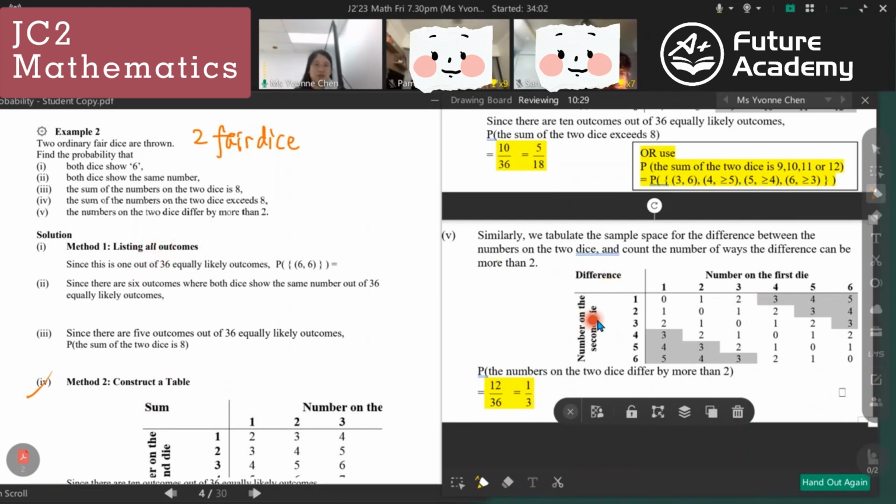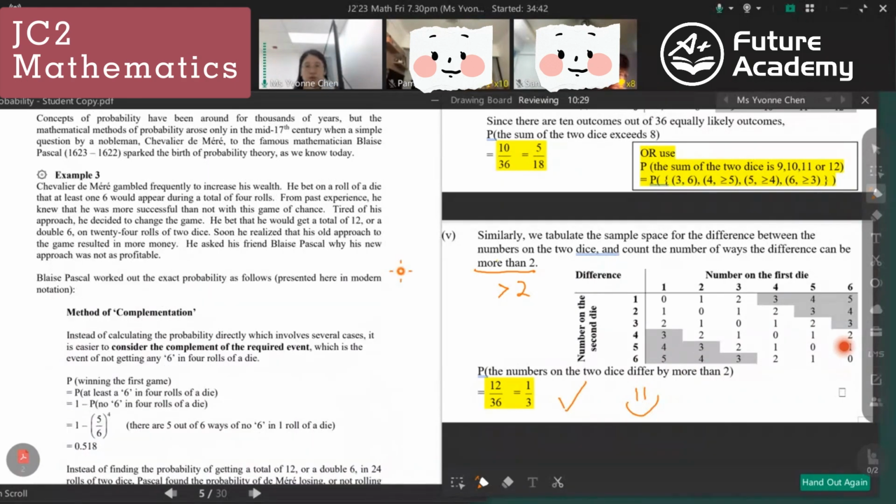look at the differences. So there are different values for the difference, which could range from 0 all the way to 5. So we put the two corners which are of difference more than 2. More than 2 means greater than 2, and 2 is not included. So we look at the ones 3, 4, 3, 4, 5, 3, 3, 4, 5, 3, 4, 3. Okay, so the final answer is 1/3.